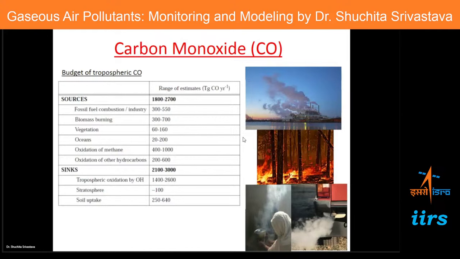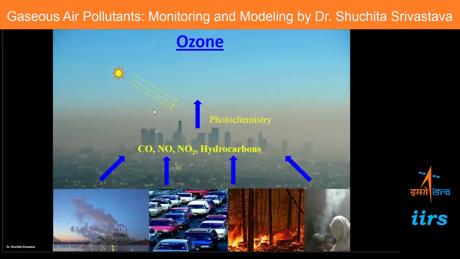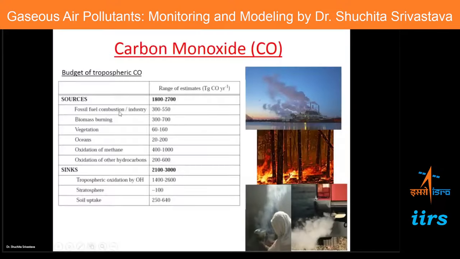The second criteria pollutant is carbon monoxide. Carbon monoxide is mainly emitted from fossil fuel combustion and biomass burning. Here, the range of estimates is given in teragram carbon monoxide per year. Major sources are fossil fuel combustion and biomass burning. A very small amount is emitted by vegetation and ocean. And carbon monoxide is also produced from oxidation of methane and other hydrocarbons. You can see here that fossil fuel combustion and biomass burning are also important sources of methane and other hydrocarbons.